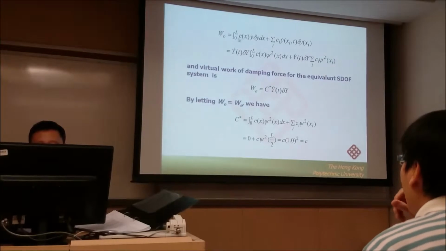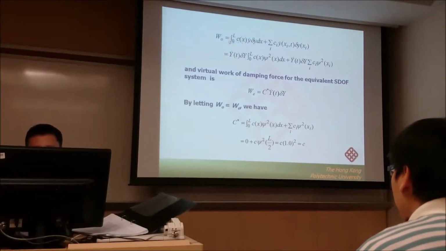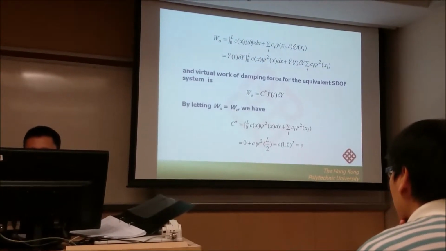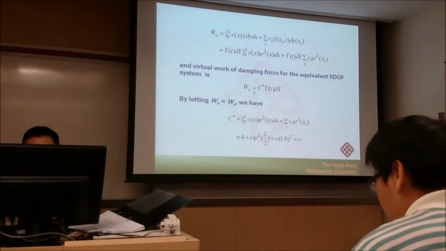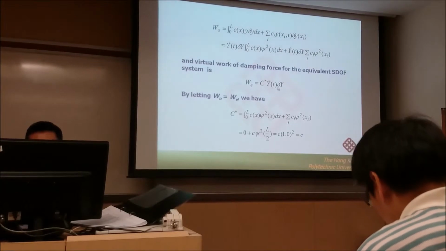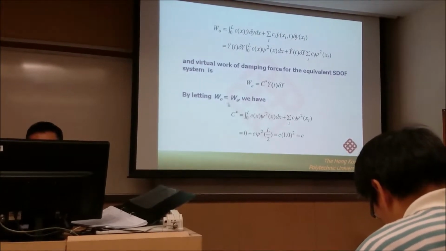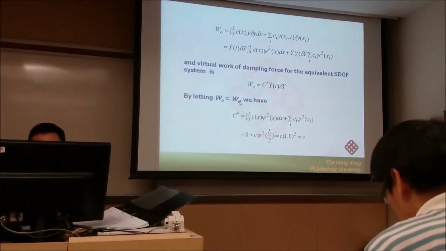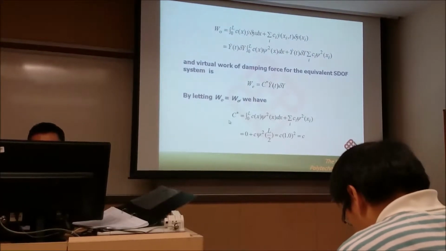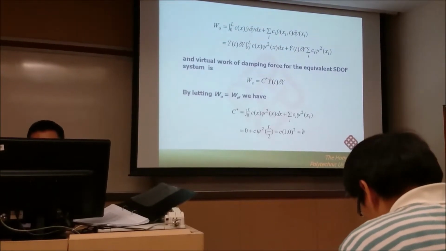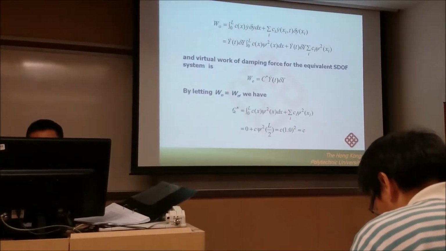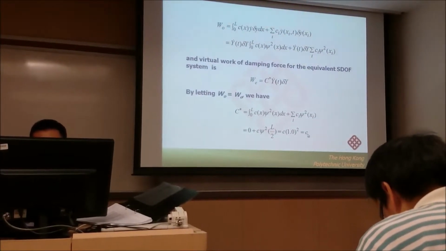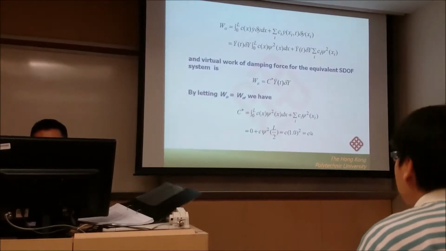You can remove this term from the expansion. And this is a generalized expansion for the equivalent system. Then by equating W0 with WE, you can obtain the generalized damping. And this is the generalized damping. In this special case, you find the generalized damping is just equal to the original damping. I will tell you why.